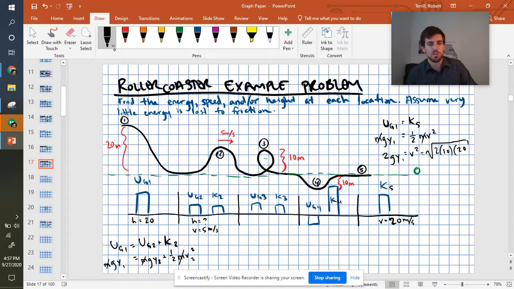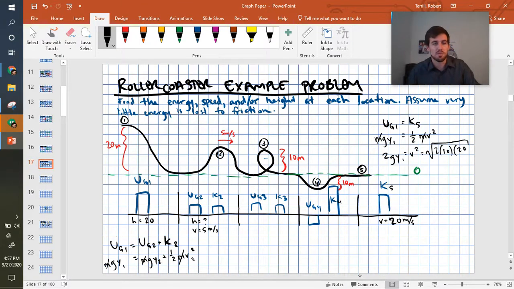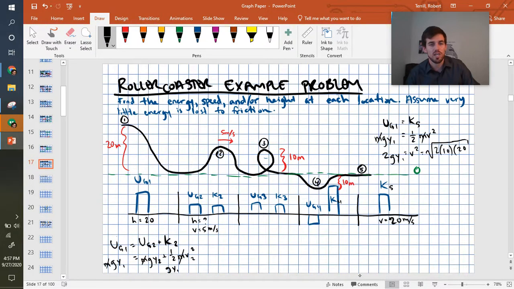Let's say I'm trying to find y2. I know this value, so I'm going to subtract that from both sides. Sorry, I'm kind of running out of space here. Let me move this out of the way, maybe that'll help. All right, that gives me a little bit more room. Let's add this to both sides. So gy1 minus 1/2 v squared equals gy2.